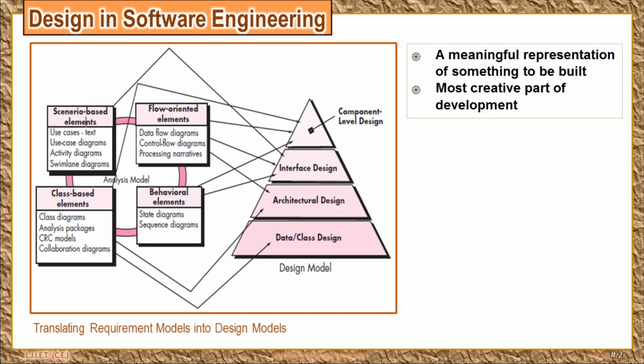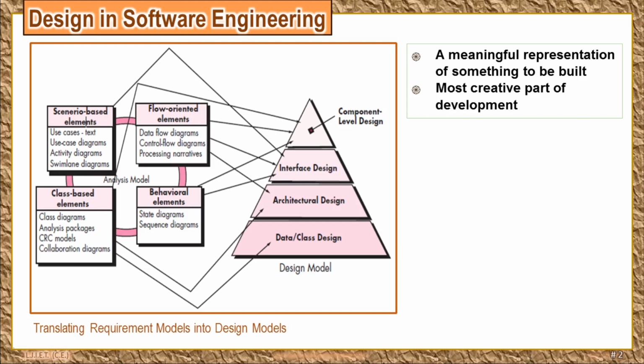Third, you can see the interface design. It describes how the software communicates with the systems that interoperate with it and with the humans who are going to use it. The interface implies a flow of information in the form of data or control, and a specific type of behavior exhibited by the system. The usage scenarios and behavioral models provide much of the information required for interface design.